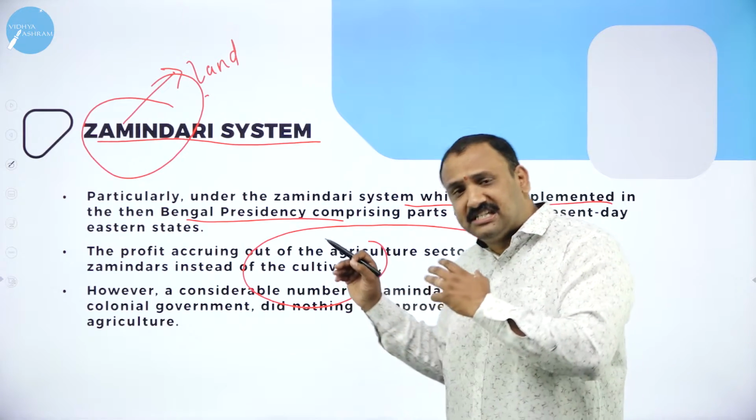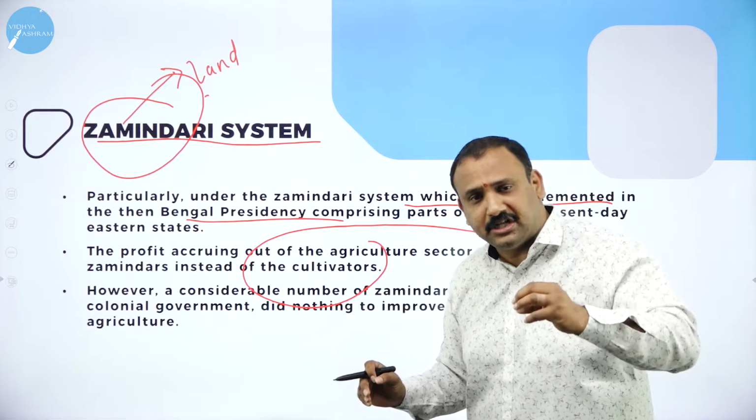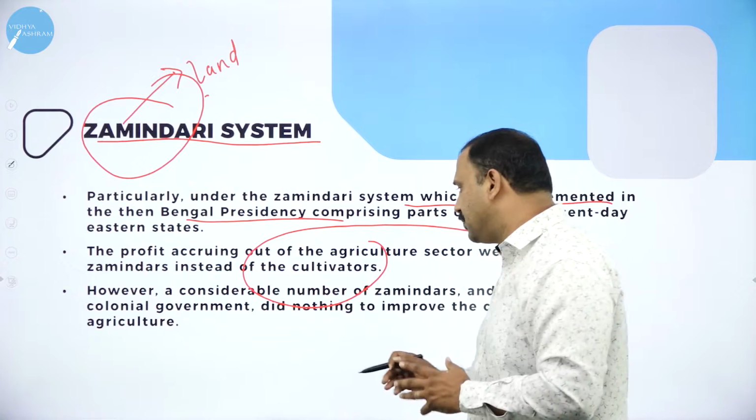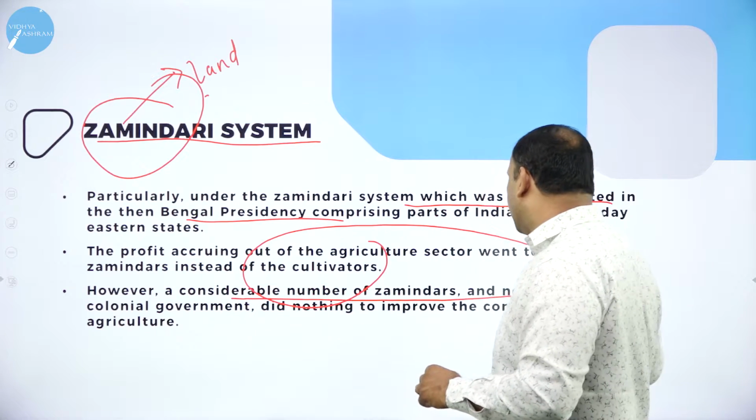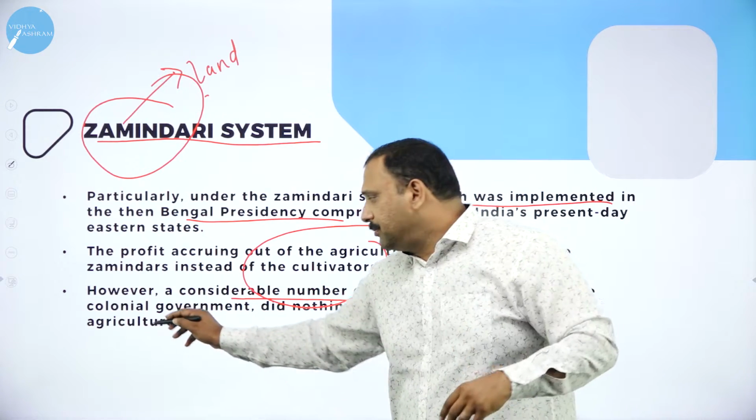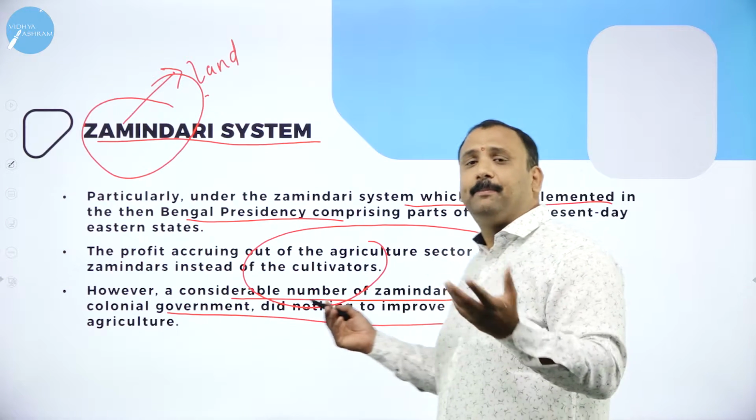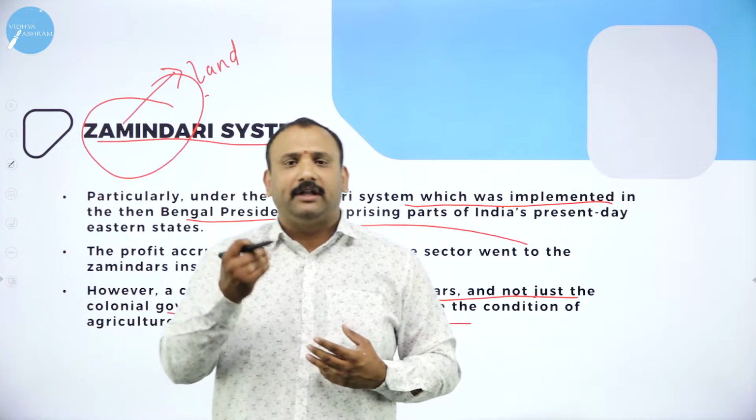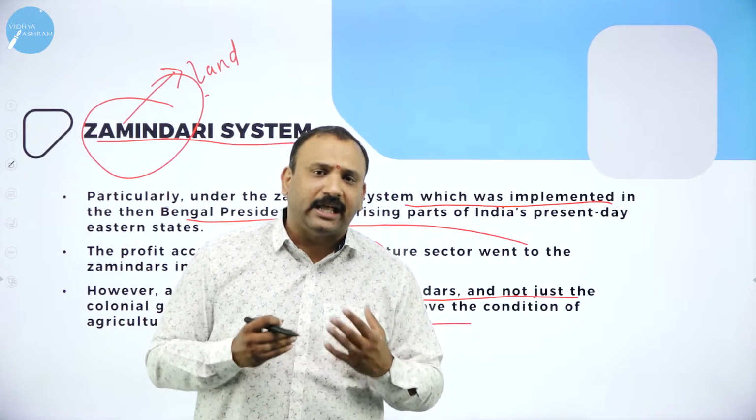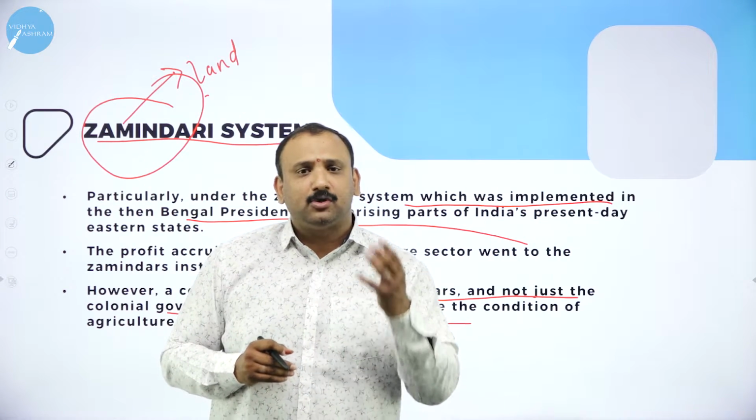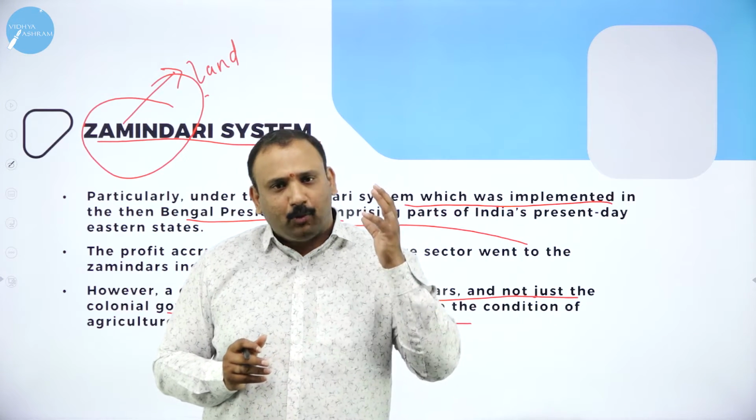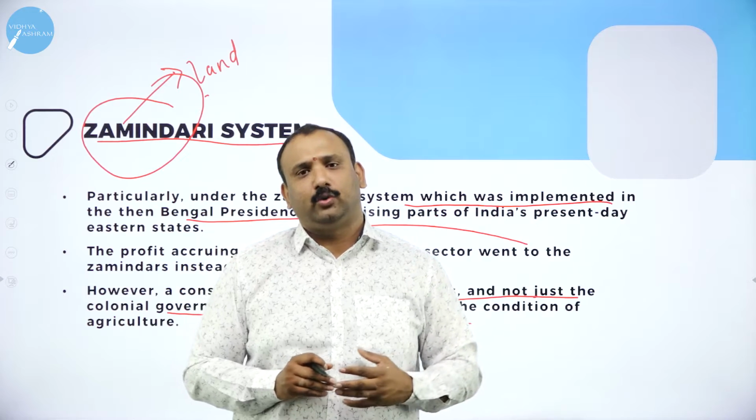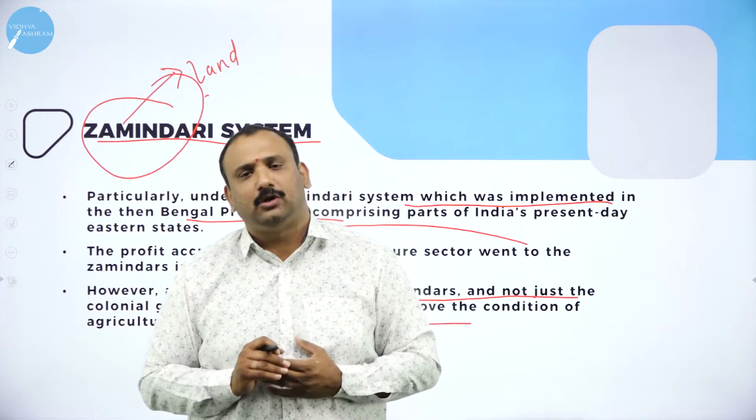So that's why the Zamindari system is considered a very big challenge on the agricultural front. A considerable number of Zamindars, and the colonial government, did nothing to improve the conditions. They were not given the roles of monitoring or improving the condition or telling about development. Their job was only to collect the tax. Their job was to see that money was collected and just sent to the British altogether. They were just collection agents altogether.